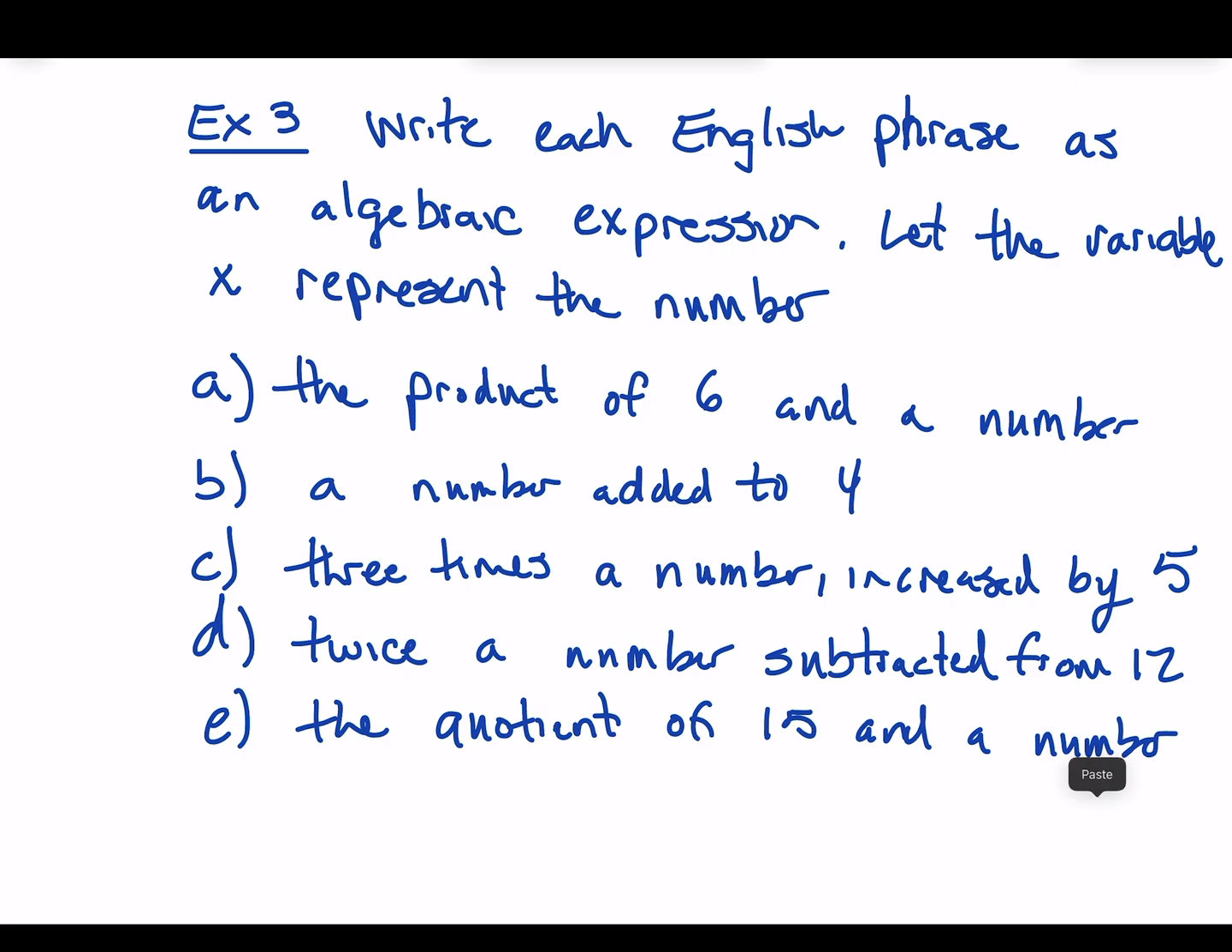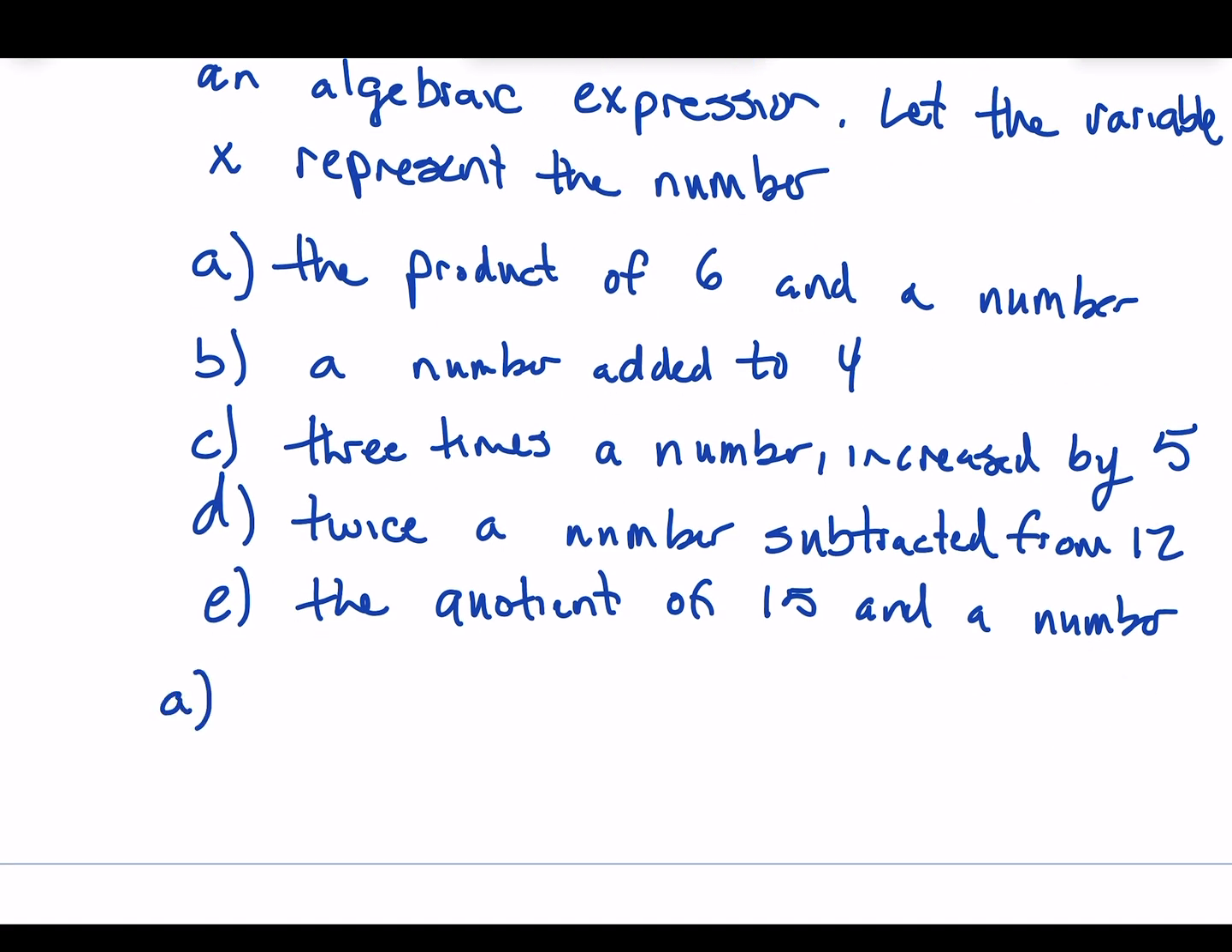Okay, so let's answer each of these. For part A, the product of 6 and a number. Remember, product means multiplication. So the product of 6 and a number would be 6 times x, or just 6x. For B, we have a number, which is x, added, which means addition, to 4, which is 4 plus that number, which is x.